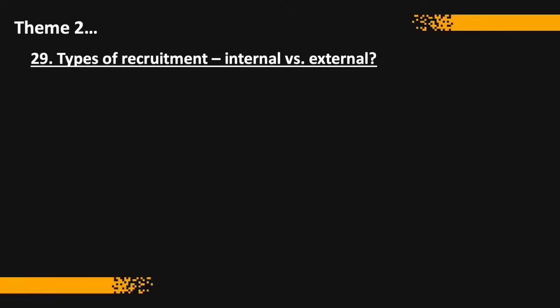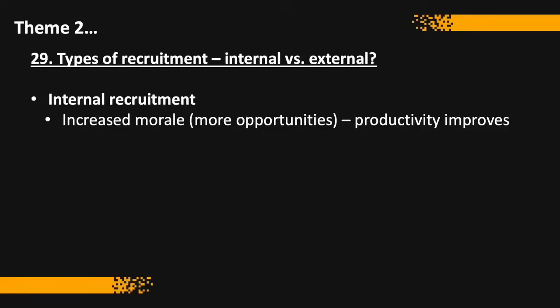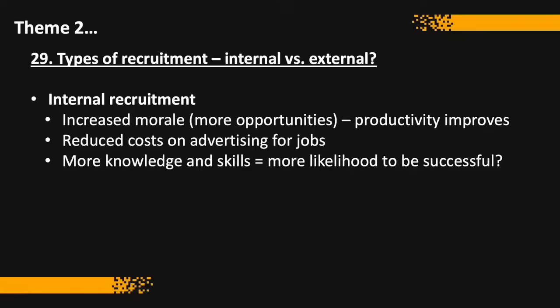Next thing is types of recruitment. Well, likely it could be an internal versus external question. So internal recruitment leads to increased morale. There's more opportunities if you are recruiting from within your business. Productivity might improve. Reduce costs on advertising perhaps because you're recruiting from within your business. You can use your intranet, you can use your emails or your Teams or whatever you use in your business to try and find that next person. Perhaps because you've already worked at the business, if you're recruiting internally, it might lead to more knowledge, more skills, and perhaps more likelihood that there's going to be a successful hire because they're already used to the culture of your business.